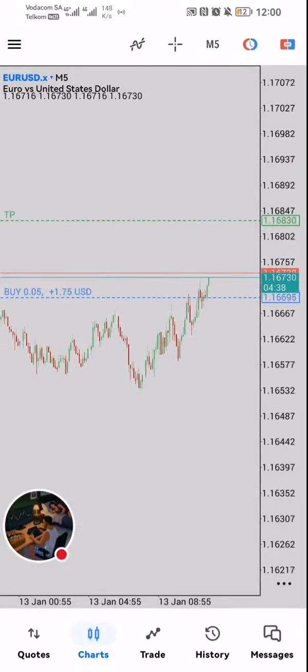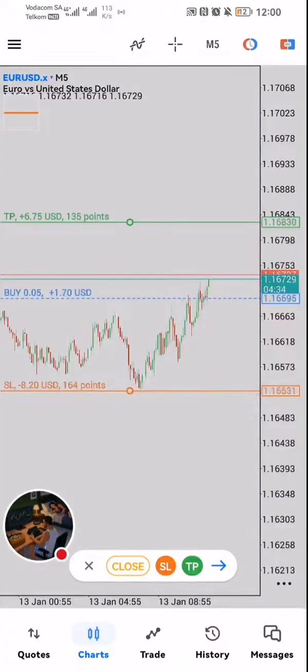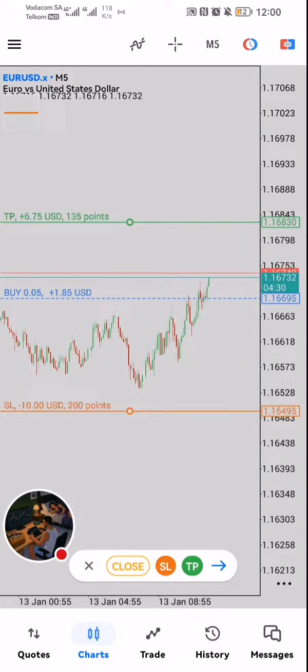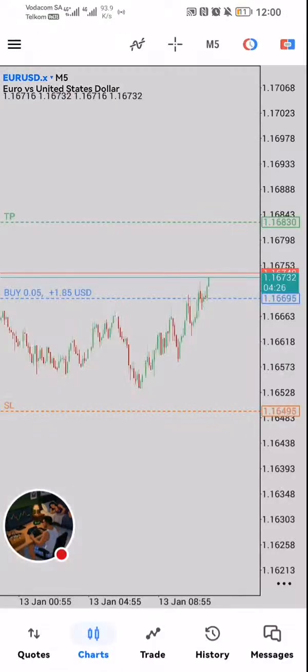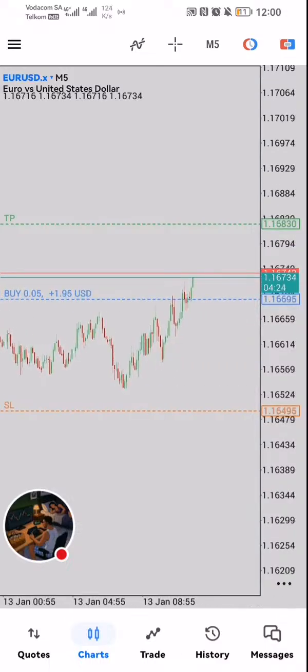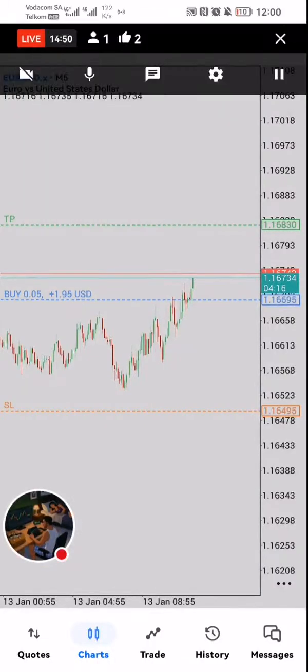EURUSD is in profits now. I'll also put my stop loss right there, a little bit underneath, just to give it some room, you know. Only thing that matters is that every time I'm trading, I always gotta risk the amount that I'm willing to lose. I hope you understand what I mean.